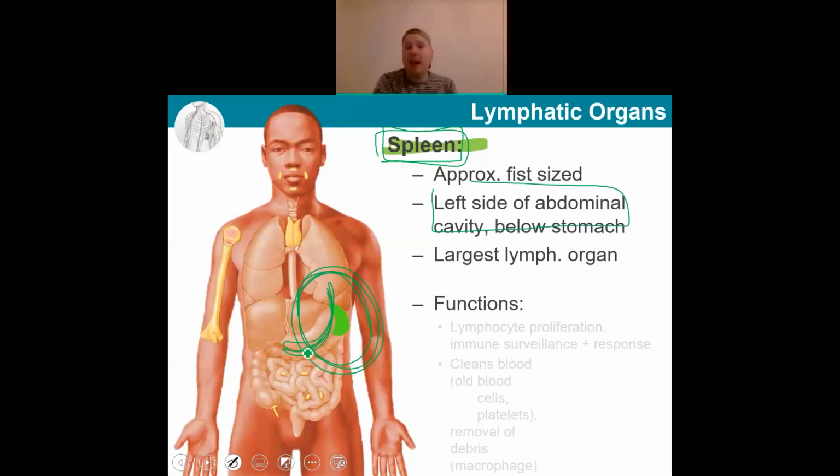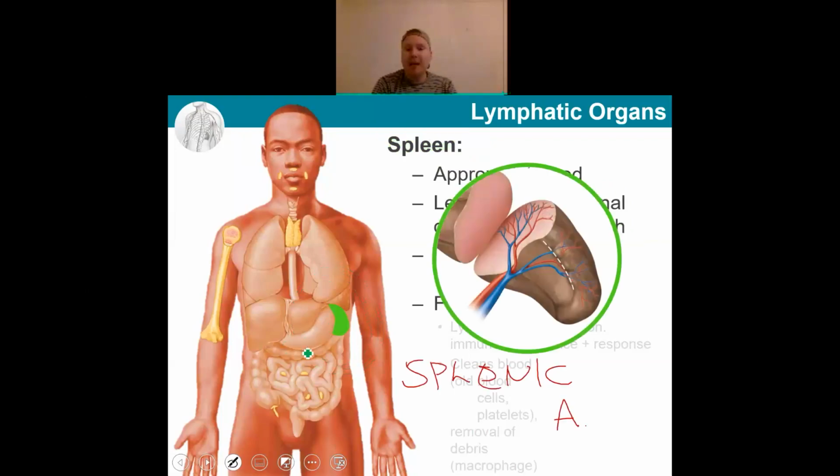And it is actually the largest lymphatic organ. And it has many different functions. But before we talk about those, you might remember the spleen from when you studied the blood vessels. We had the splenic artery and splenic vein. They supplied the spleen. So now you actually see where they were going to.